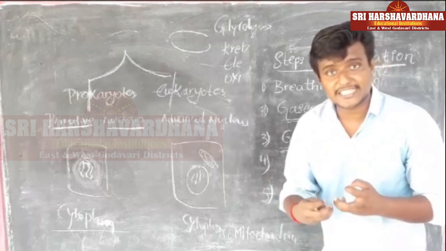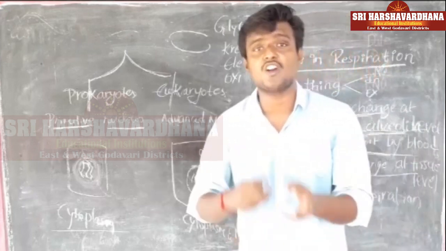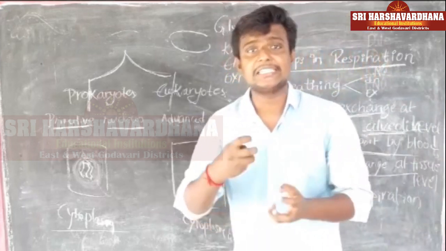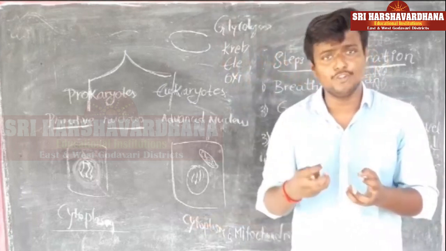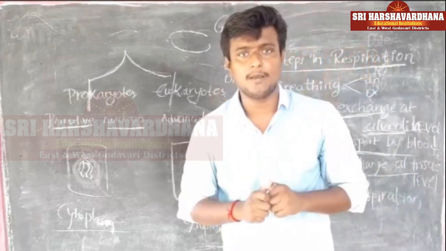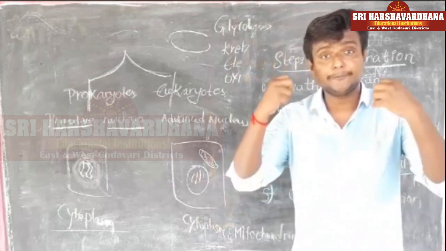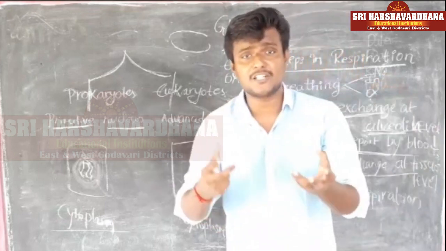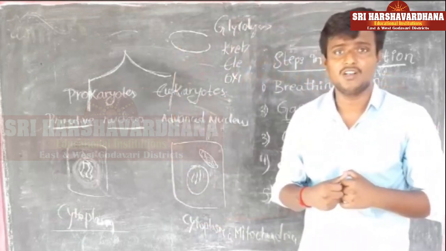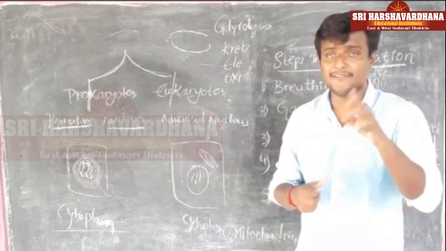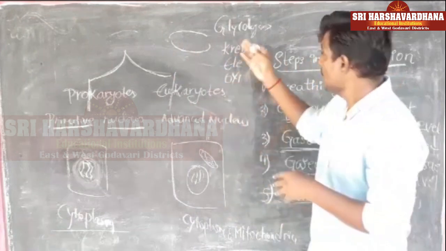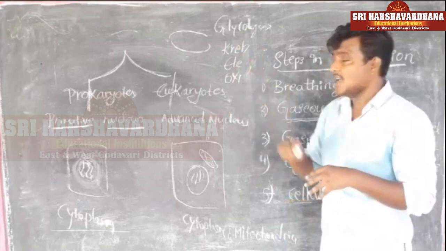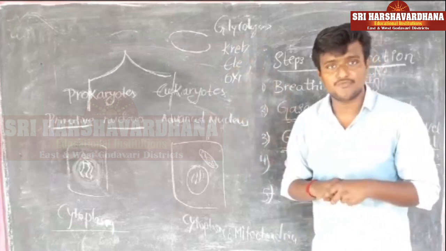Even now we discussed that cellular respiration is not a single step or a single equation. From the textbook point of view I gave only a single step, but cellular respiration involves a number of reactions, a number of steps. Completely we classify them as 4 steps: glycolysis, Krebs cycle, electron transport, and oxidative phosphorylation.